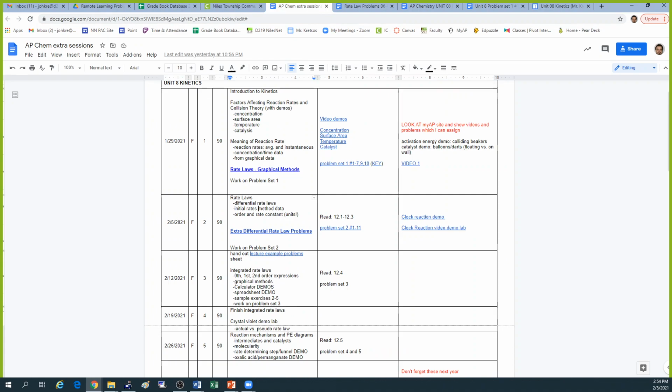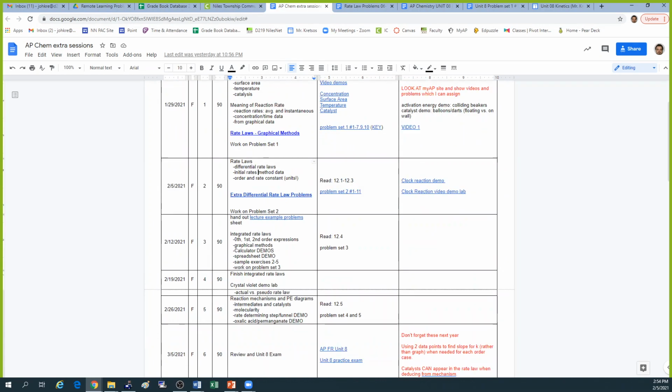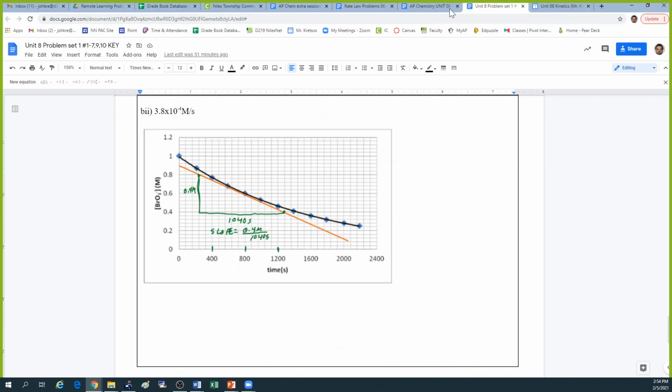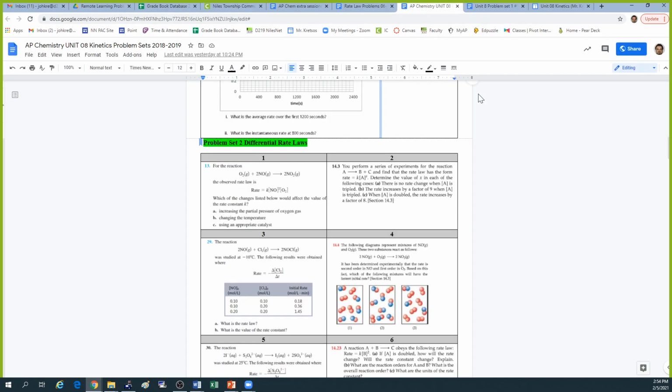So again, link to this document. For now, not a key yet. But I have pretty much the second problem set, and I just assigned them all. Just say, try any ones you want. You don't have to do every single one, obviously. Some of them are going to be duplicates.